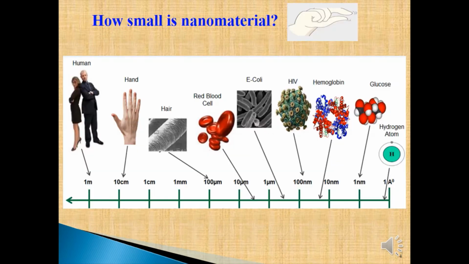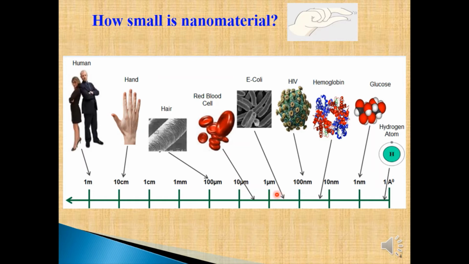How small is a nanomaterial? Generally, nanomaterials are particles having size between 1 nanometer to 100 nanometer. In the below chart, the size comparison of nanomaterials with other materials is given. The size of the hydrogen atom lies around 1 angstrom to 1 nanometer. The size of the glucose molecule is 1 nanometer. The size of hemoglobin lies between 10 nanometer to 150 nanometer. The size of the virus lies around 10 nanometer to 100 nanometer. The size of E. coli lies around 150 nanometer.